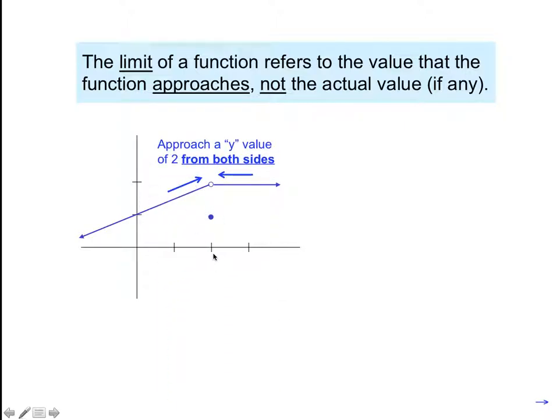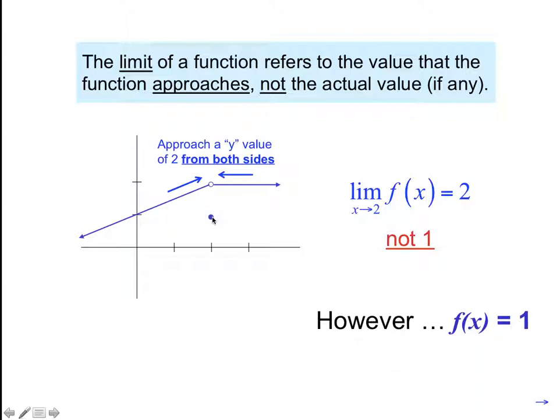So as we approach x equals 2 from both sides, we're approaching a y value also equal to 2. So that means that the limit as we approach an x value of 2 exists. It's a y value of 2. They just happen to be the same value. But it's not 1. Now the value 1 here is the function value. So the limit is 2, the function value is 1.